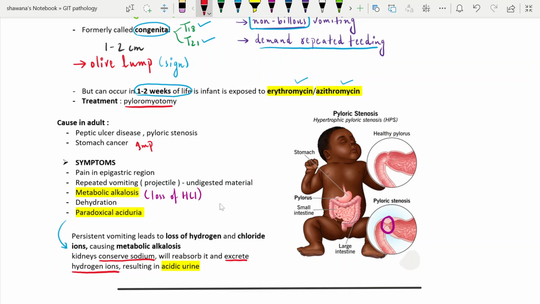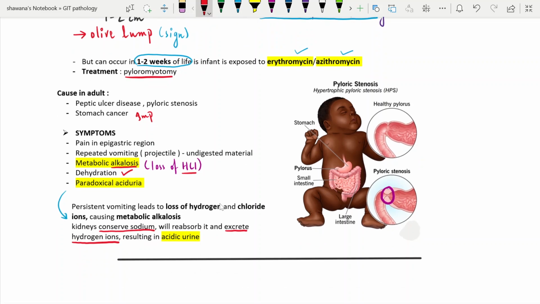Two most important symptoms as far as GOO is concerned: first is the metabolic alkalosis. Why alkalosis? Because HCl, which is hydrochloric acid present in the stomach, would be expelled out through the vomiting, and the body will suffer from metabolic alkalosis. Also dehydration, because water has been expelled out also, and paradoxical aciduria. Paradoxical aciduria occurs because when there is loss of hydrogen and chloride ions in the vomiting, the body suffers from metabolic alkalosis.